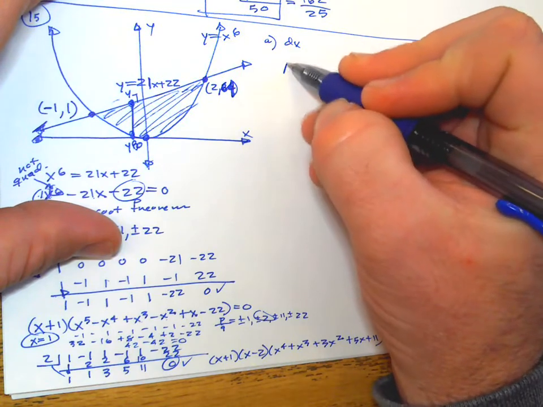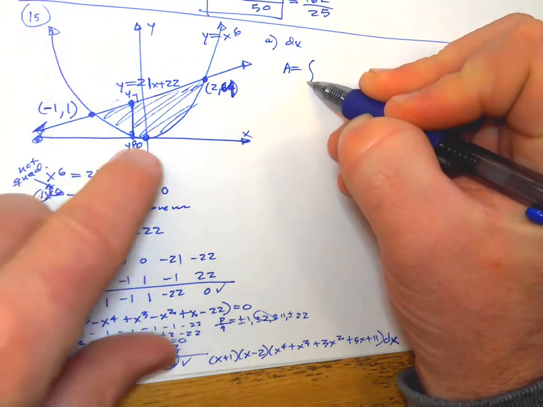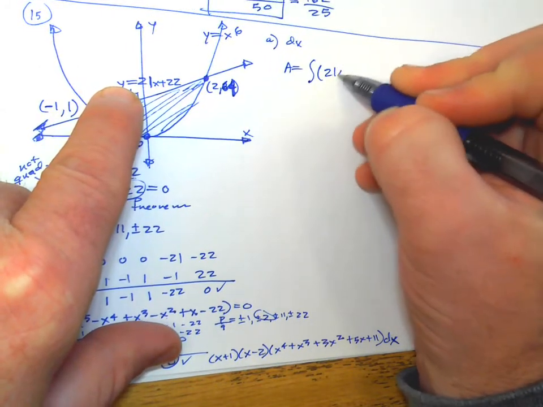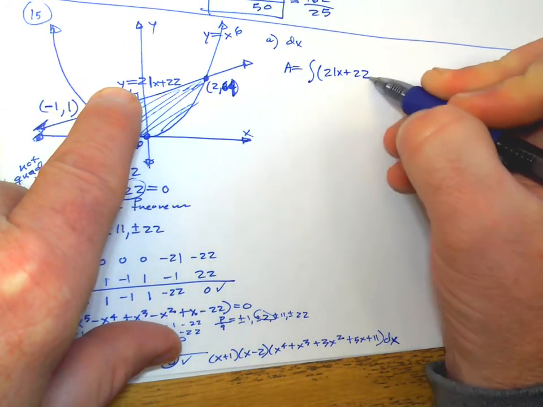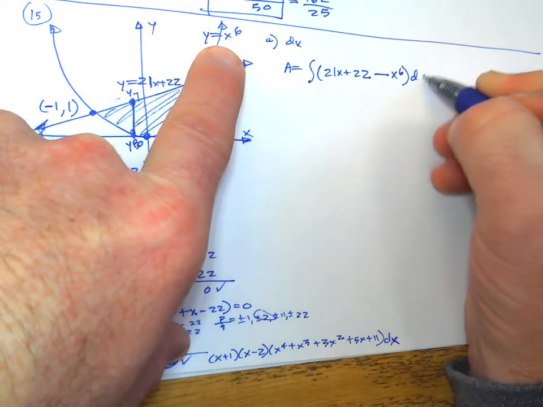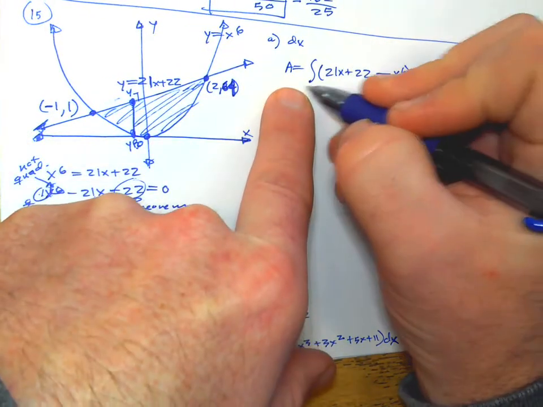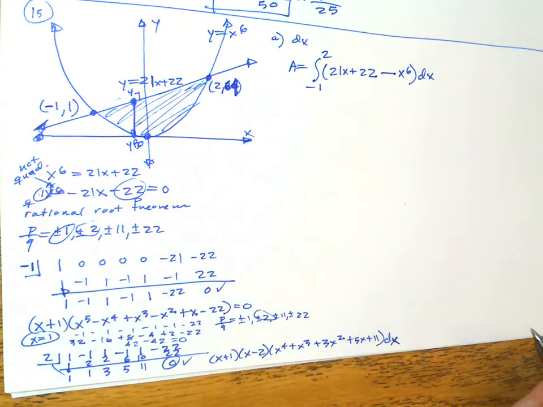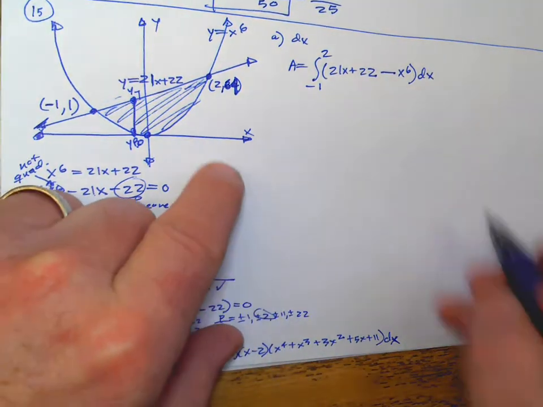So the area is going to be y top, which is this function, 21x plus 22, minus y bottom, which is the x to the 6 function. And we're going to go negative 1 to 2. And that's all you're asked to do. You just have to set it up.